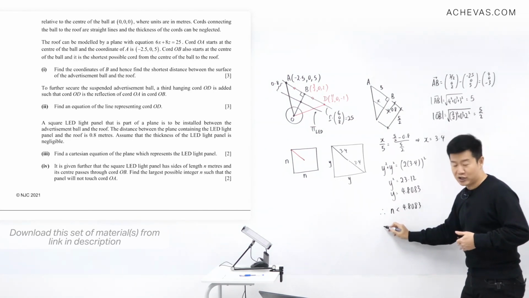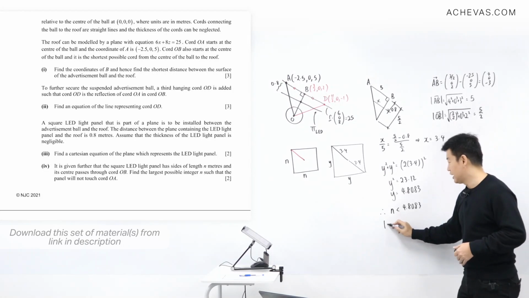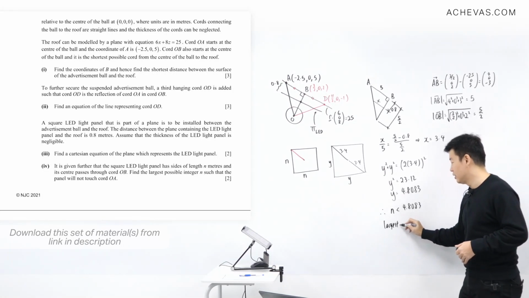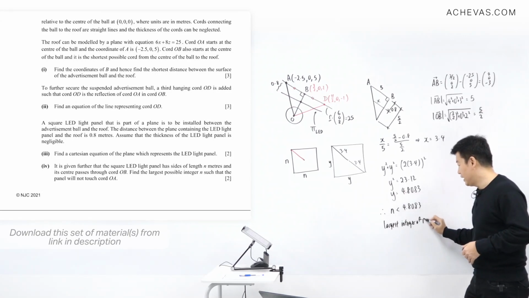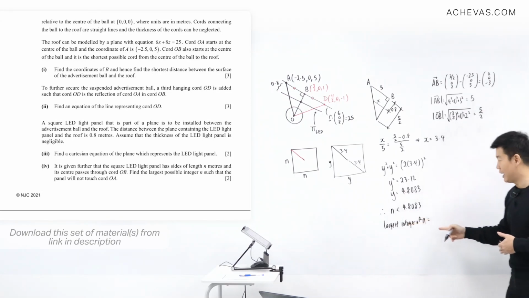So what is the largest possible integer value of n? The largest possible integer value of n is 4.